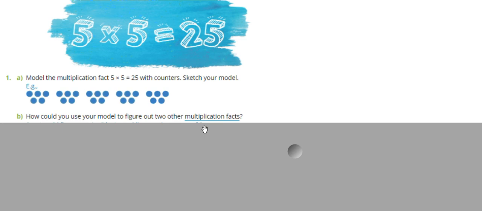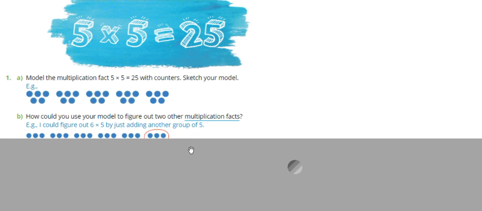So that's what we're doing today. We're taking facts that we know. Most of you can figure out 5 times 5 equals 25 quite easily. You're really good at counting by 5s. And we're using what we know to figure out some other facts that maybe we wouldn't know.